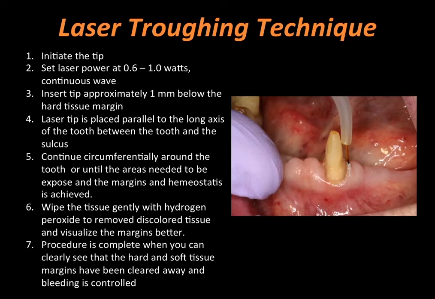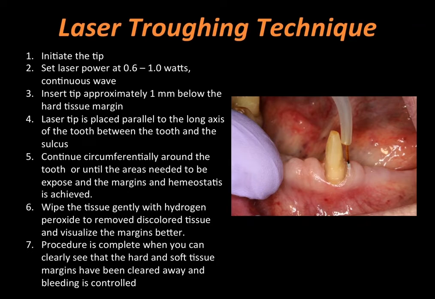When we want to cut, we want to initiate the tip. So we will have a little cork and we will simply turn the instrument on and go into the cork and it will darken the disposable tip. We can set the power to 0.6 to 1 watts in a continuous waveform. So that's a cutting setting.